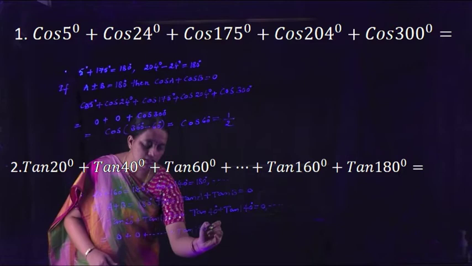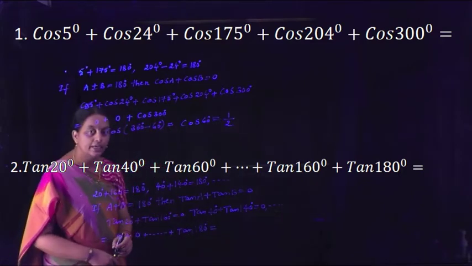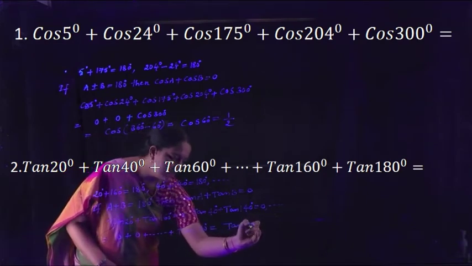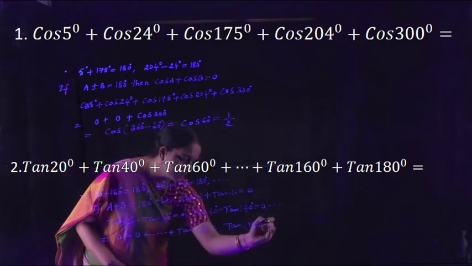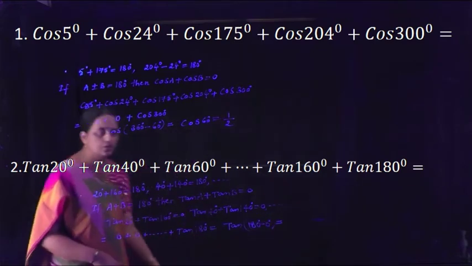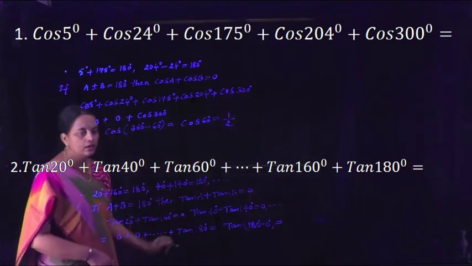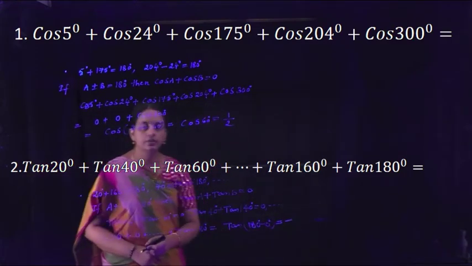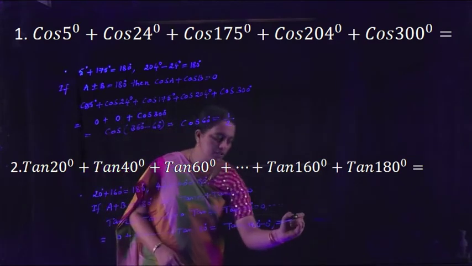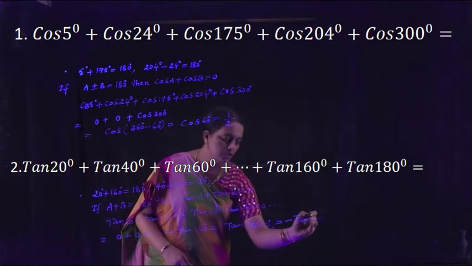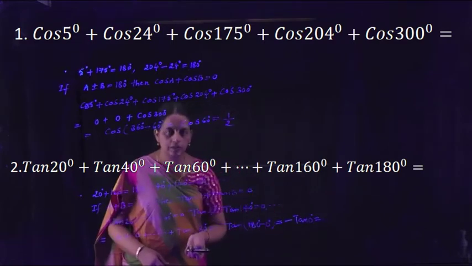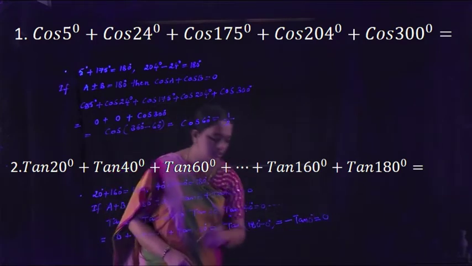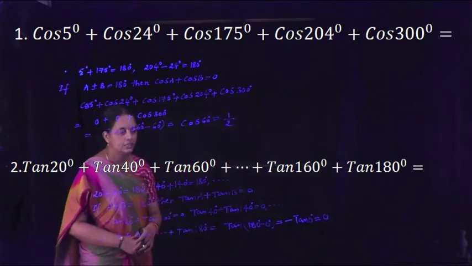Finally, we get tan 180. Tan of 180 degrees can be written as tan of 180 minus 0. 180 minus theta lies in the second quadrant. In the second quadrant, tan has a negative sign. So, this is equal to minus tan 0. We know that tan 0 equal to 0. So minus 0 and plus 0 is equal to 0. Therefore, tan 180 is equal to 0.